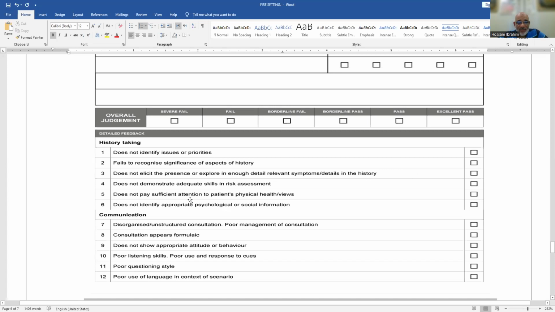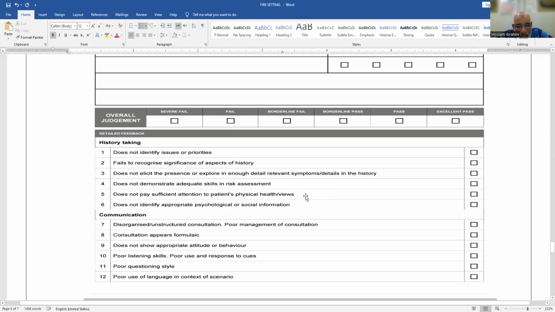Does not pay sufficient attention to the patient's physical health. Did you ask me how I feel about what happened? Am I planning to do this again? Any injury, if I got injured or not? You did forget that.